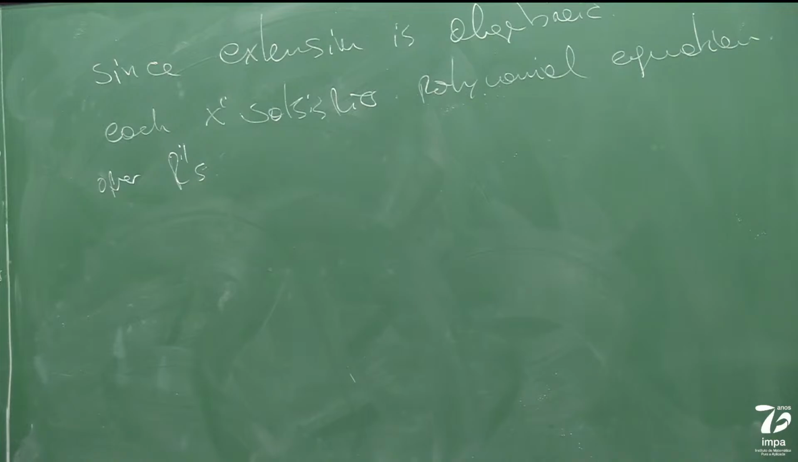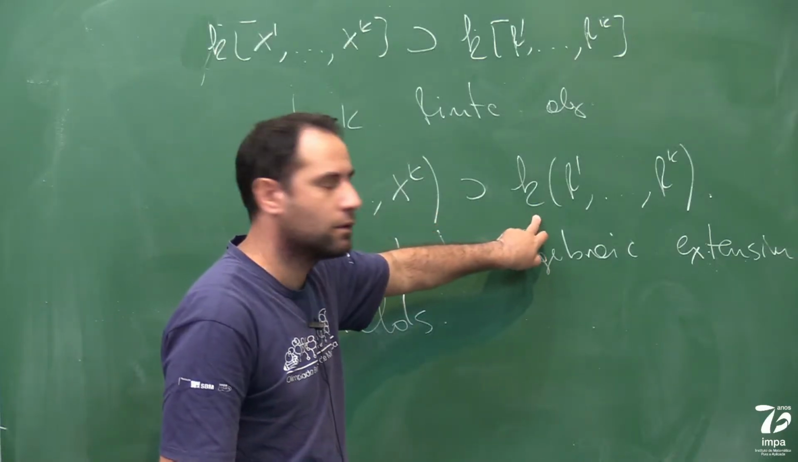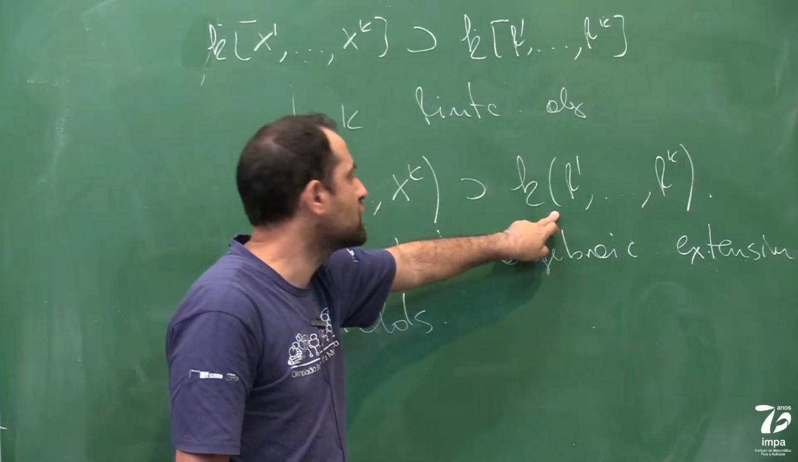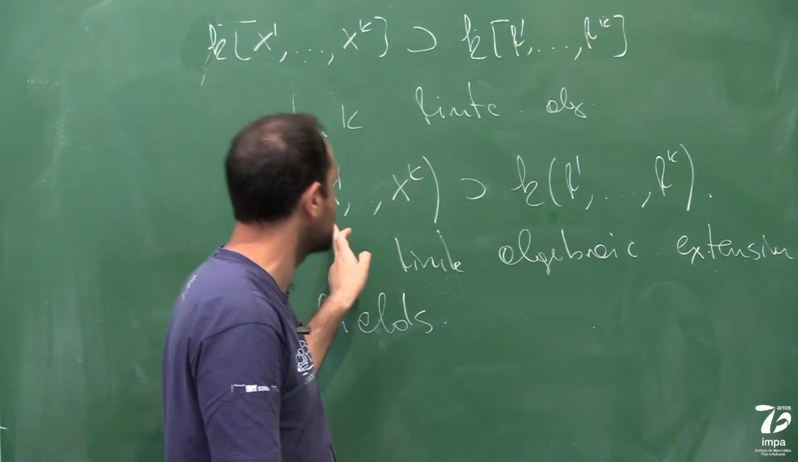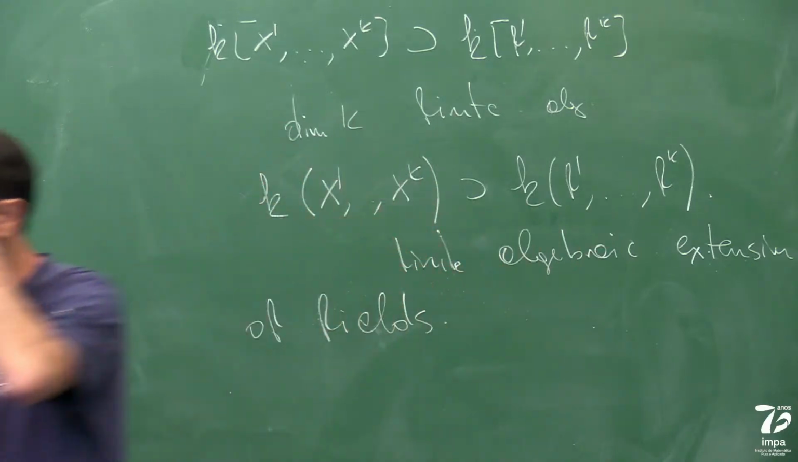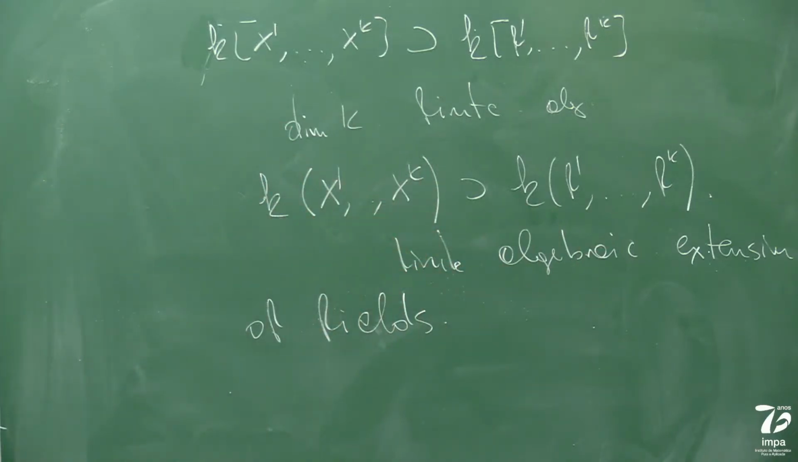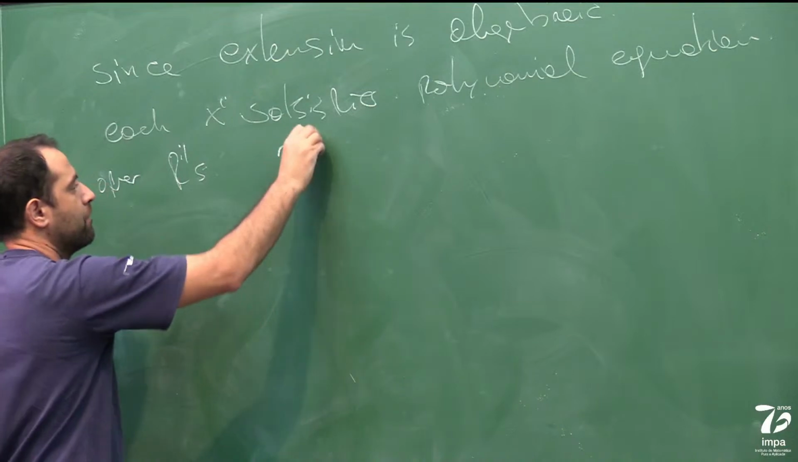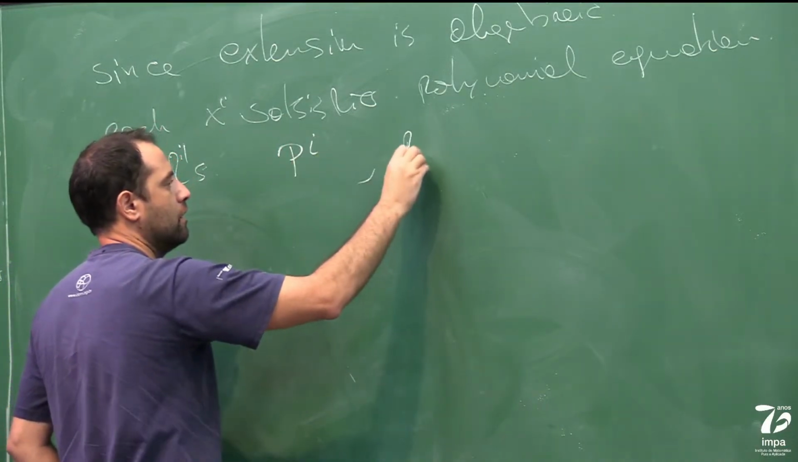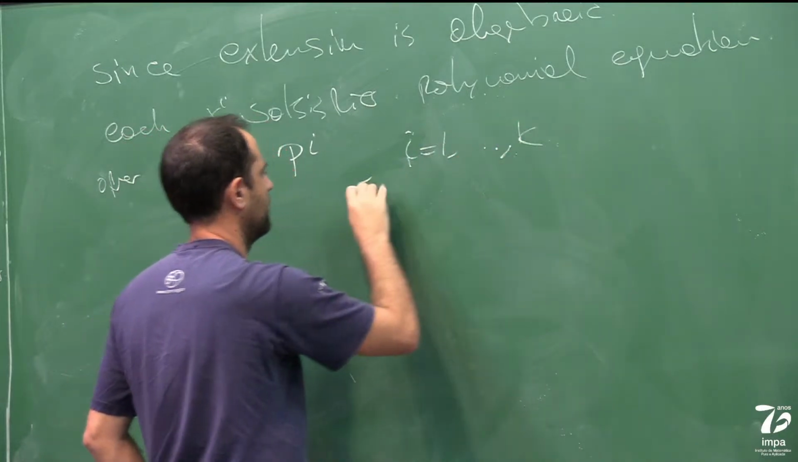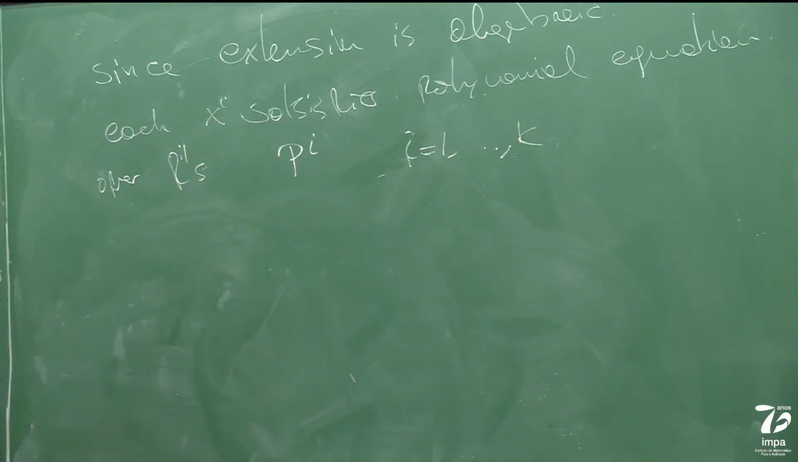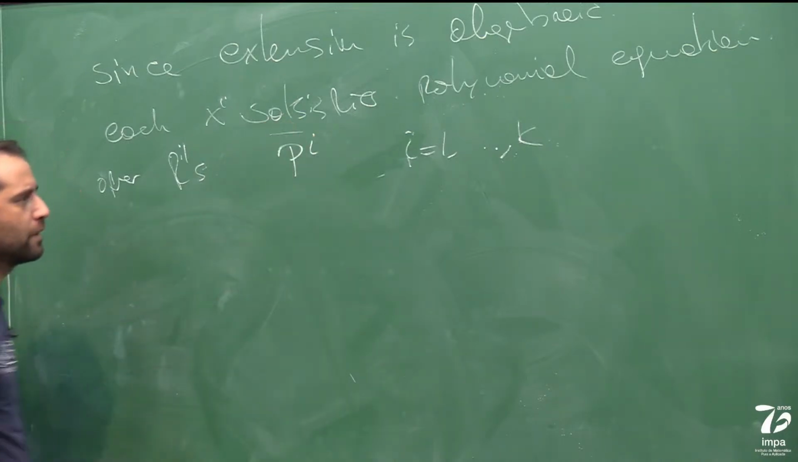Well, but these are rational functions, so it's a polynomial over this ring. So we can just clear denominators on those polynomial equations so that now these xi's actually do satisfy a polynomial equation over the fi's. So let's take those polynomials to be pi bar, for i equal to 1 up to k.